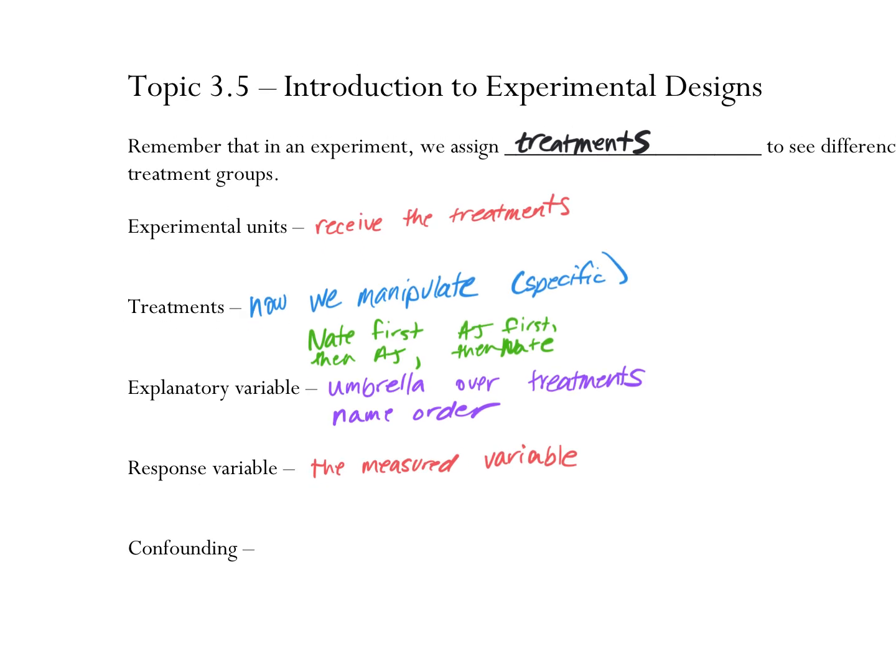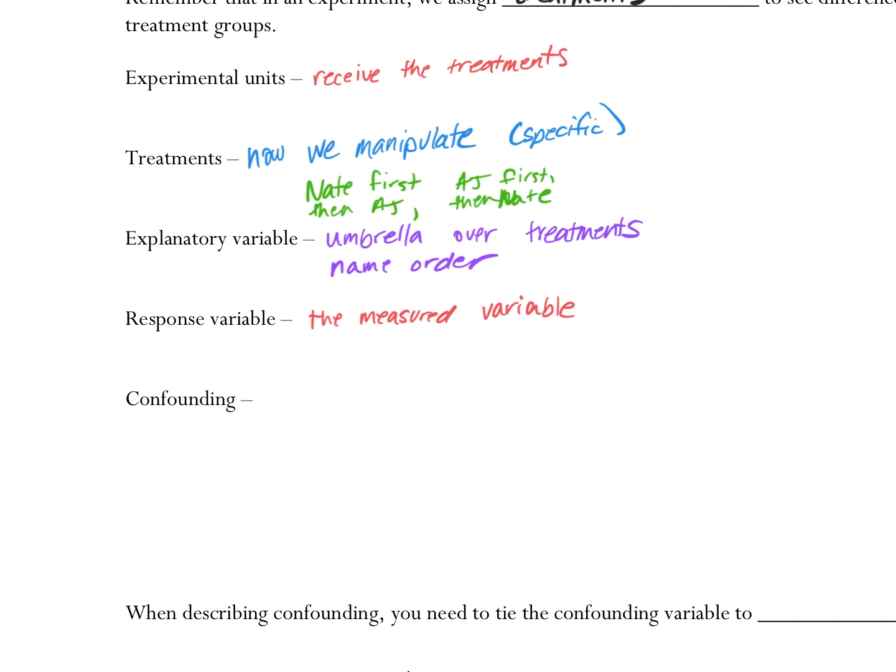All right, now, confounding is kind of like the bias of experiments, okay? And what it is, is an outside variable that influences both the explanatory and response variable.